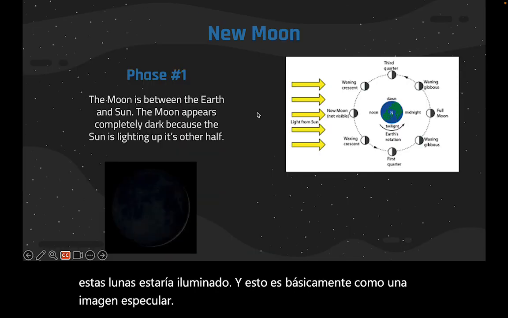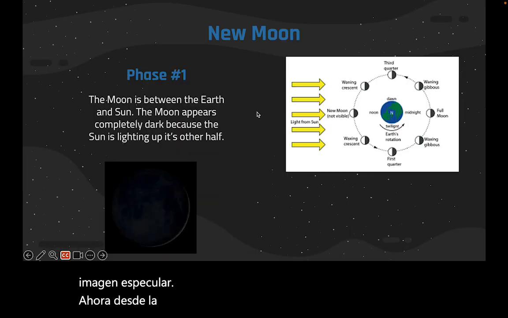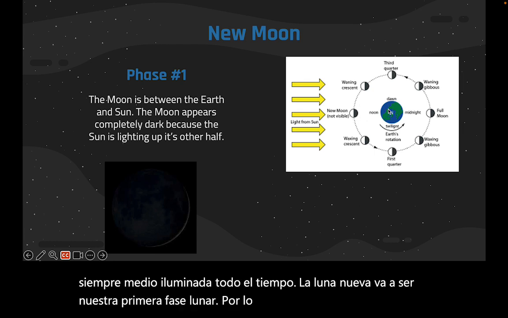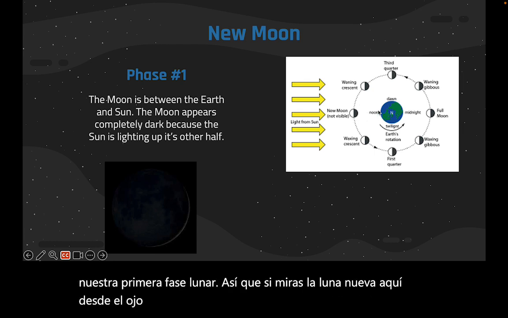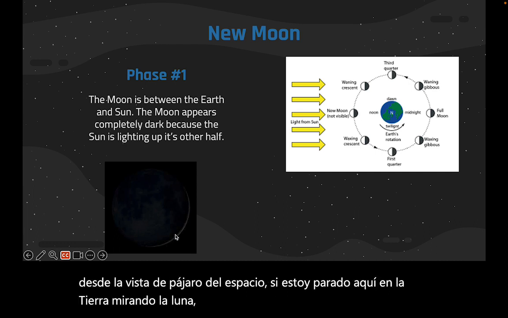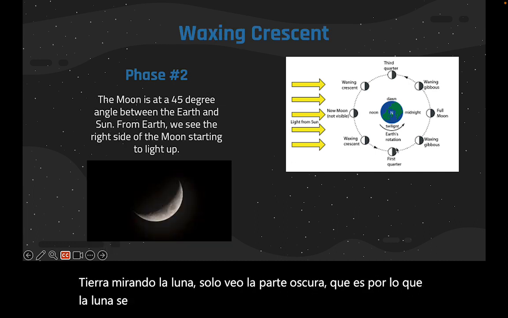Now from Earth, we see obviously different things. The moon is always half lit up all the time. The new moon is going to be our first moon phase. So if you look at the new moon here from the bird's eye view of space, if I'm standing right here on the Earth looking at the moon, I only see the dark part, which is why the moon looks completely dark.